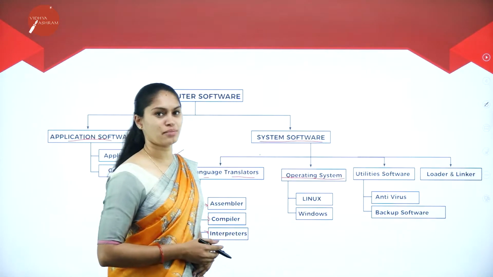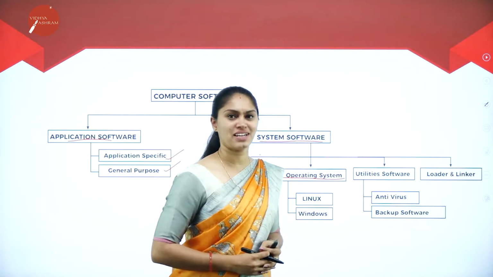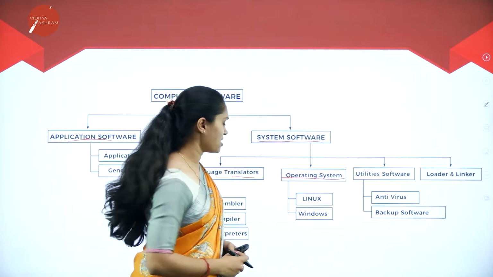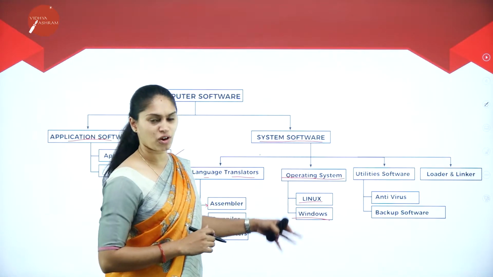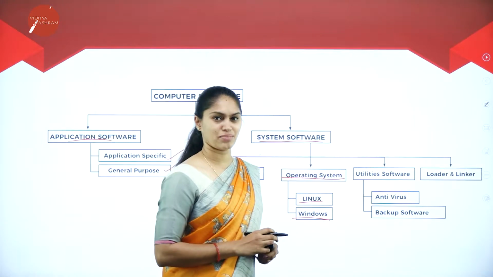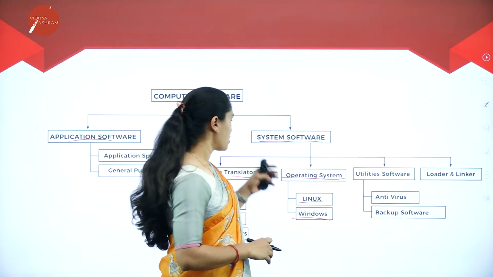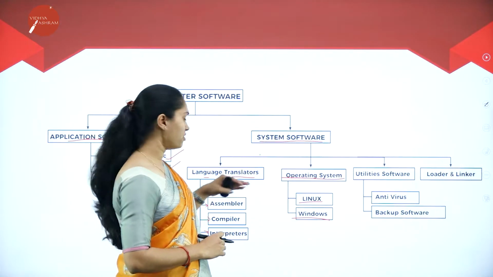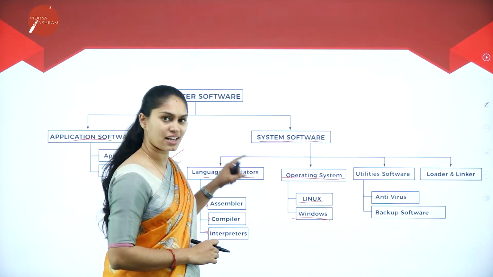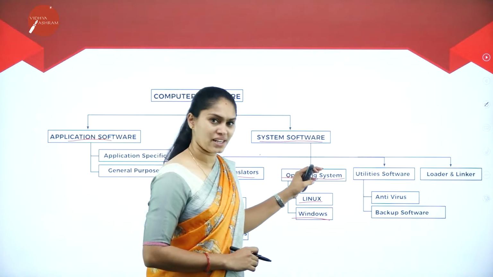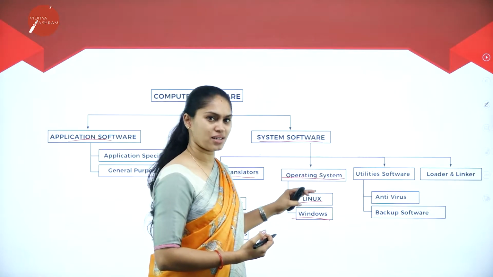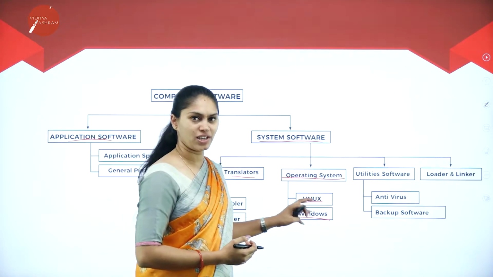Without an operating system, a mobile or any electronic device is just a dumb machine. This includes Linux, Windows, and several other types of operating system that I will be discussing in my coming session. This system software comprises language translators, which include compiler, assembler, and interpreter, and the operating system category. Here I have mentioned only two.